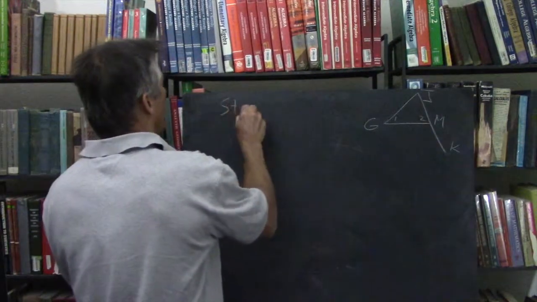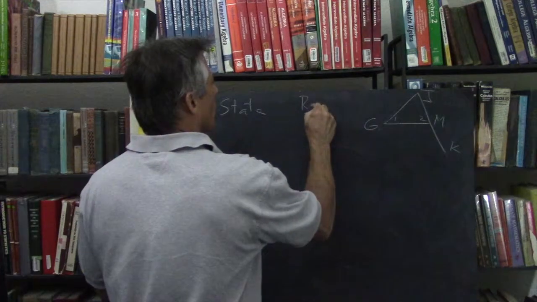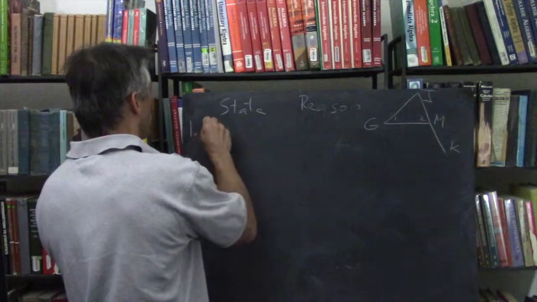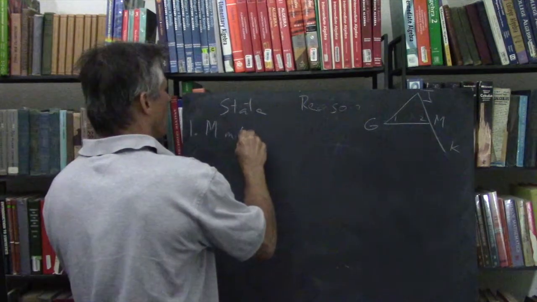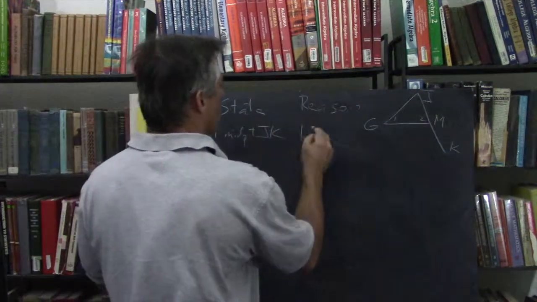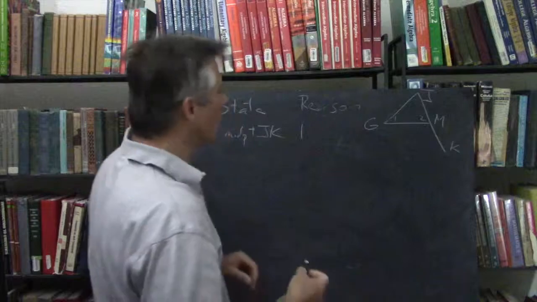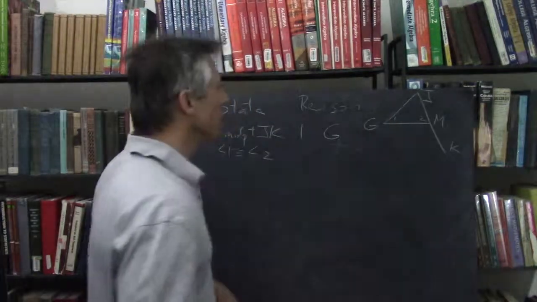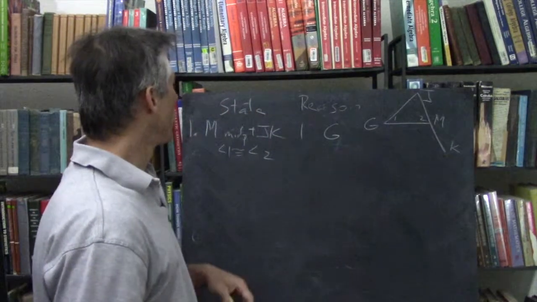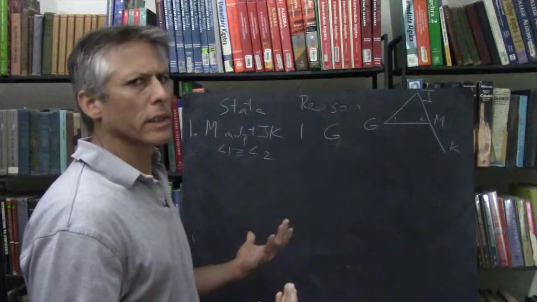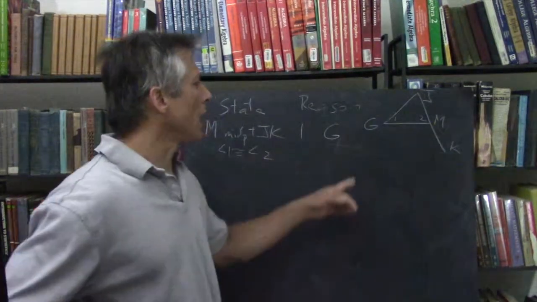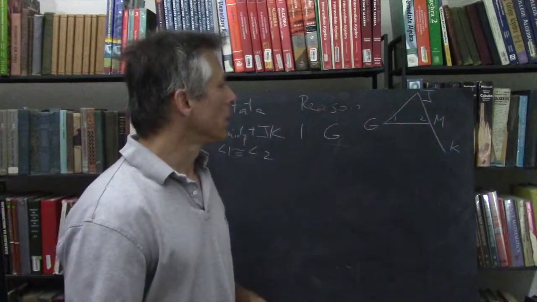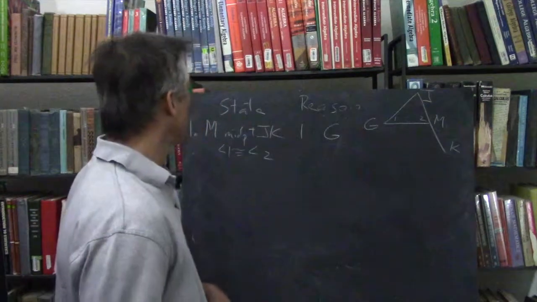So M is the midpoint of JK. And angle 1 is congruent to angle 2. And that's a given. So this is in a section on isosceles triangles and stuff, so we're probably going to use that. We're probably just going to leave this triangle whole and not make triangles in it. Probably going to do something like that.